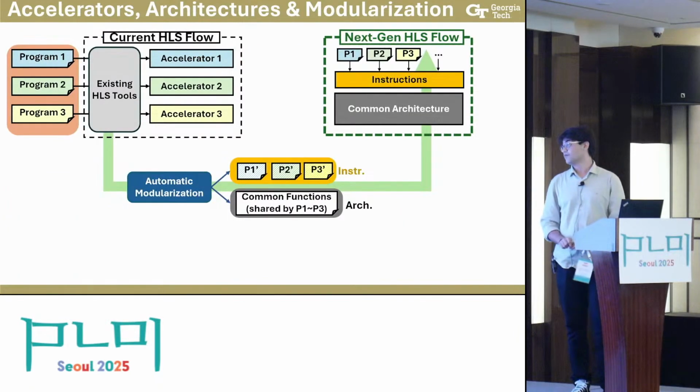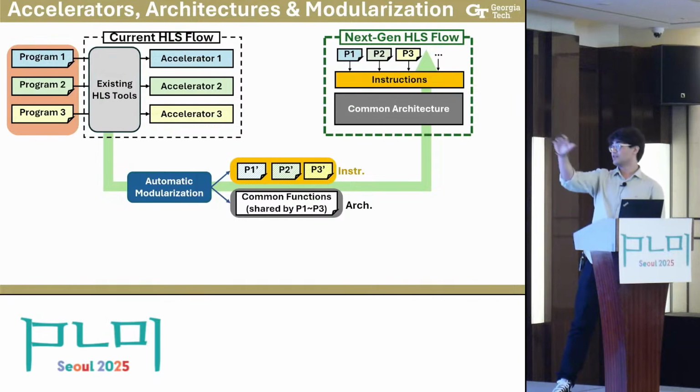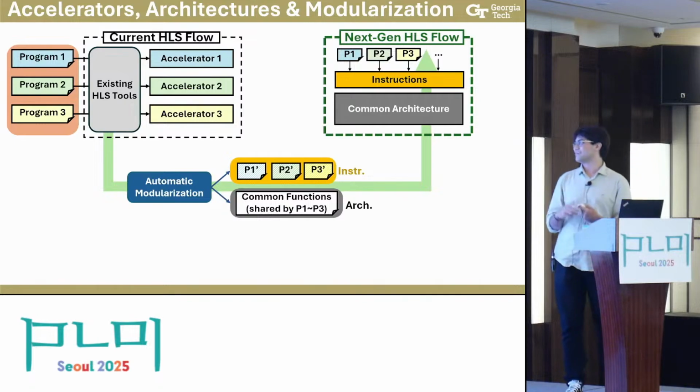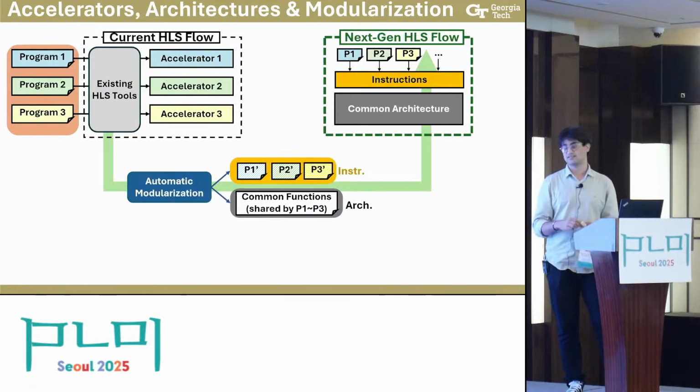And that's exactly what we want to show in this work. So on the left, you have our current HLS flow. On the right is the next generation that we envision. And to bridge the gap, really what you need is a way of doing automatic design modularization.